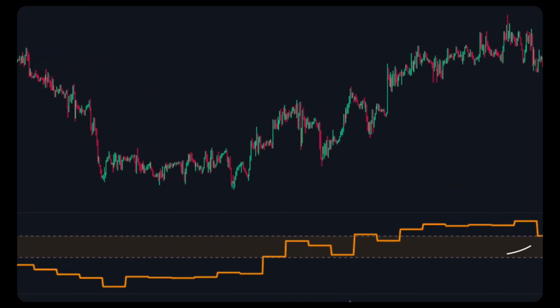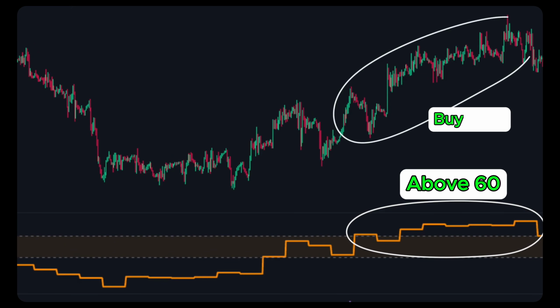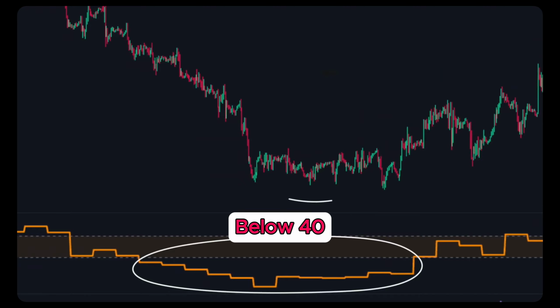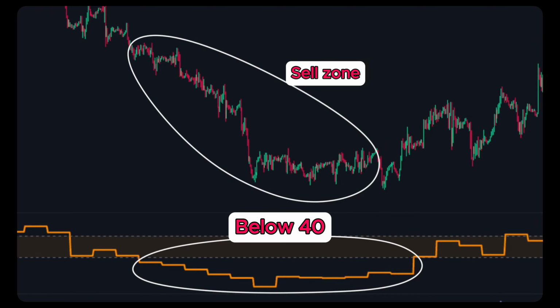If the RSI is above 60, the price is considered to be in an uptrend. Therefore, we will look for buying opportunities. Similarly, if the RSI is below 40, the price is considered to be in a downtrend. So we will look for selling opportunities.